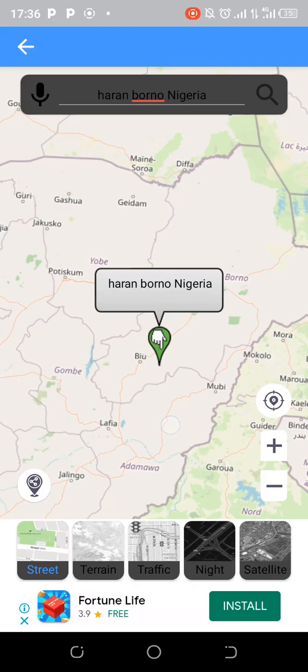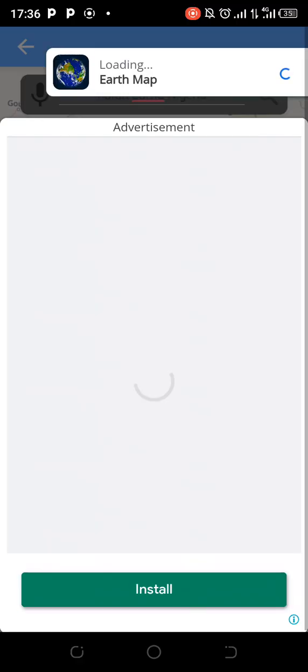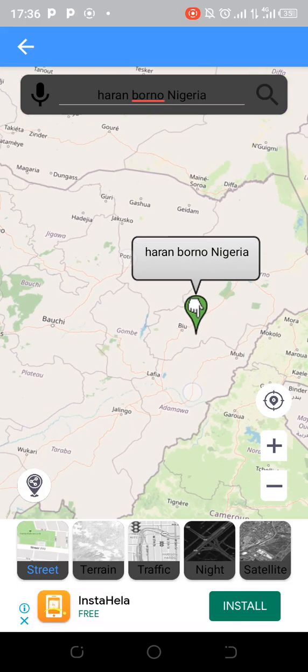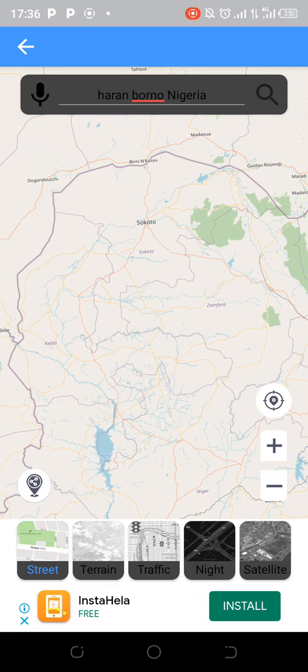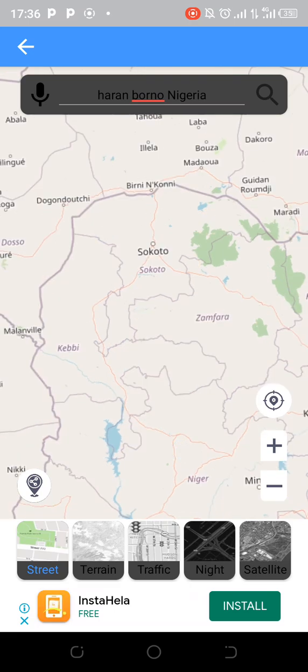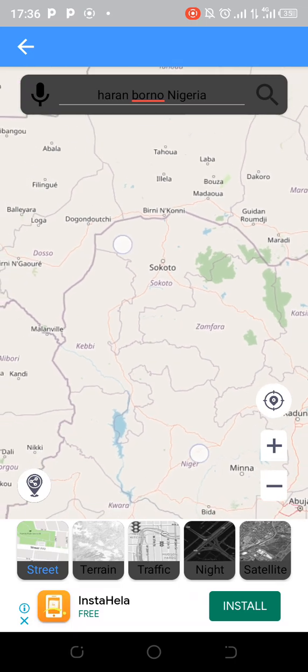It's your story. All the children of Abraham, all the children of Jacob were born in where? In Sokoto State, Nigeria. This is where all the children of Jacob were born. It's your story.